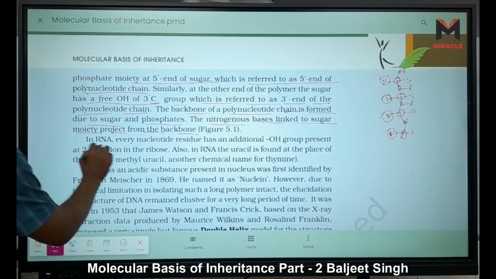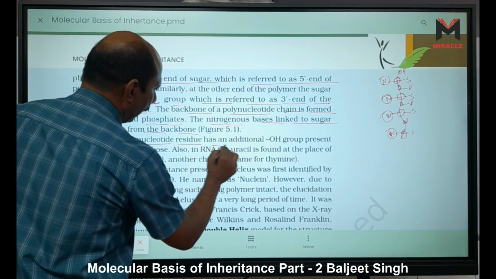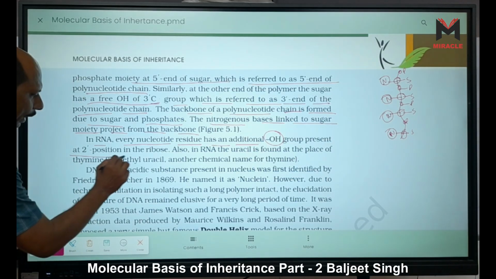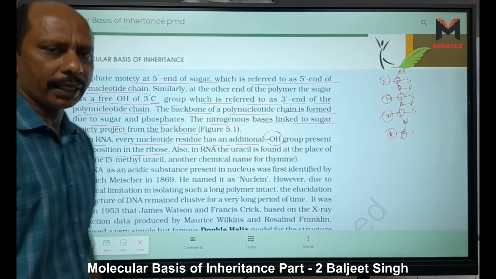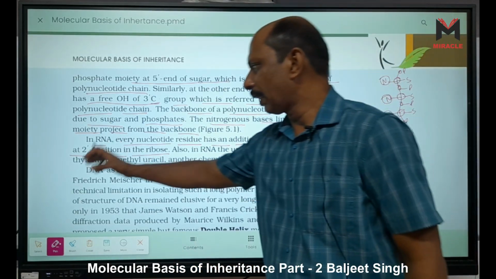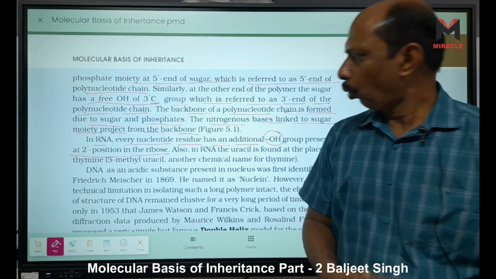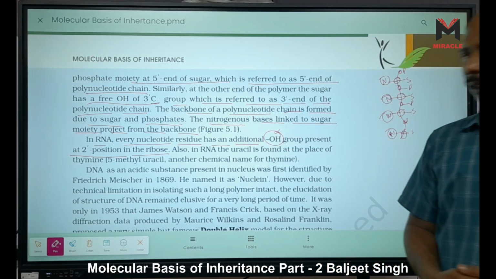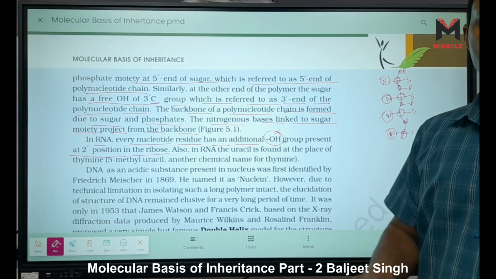In RNA, every nucleotide residue has an additional OH group present at the second position of the ribose. Second position means second carbon. Many times I tell you here, the second carbon contains an OH group, that is given here. That's why it is unstable. This OH group makes it unstable.